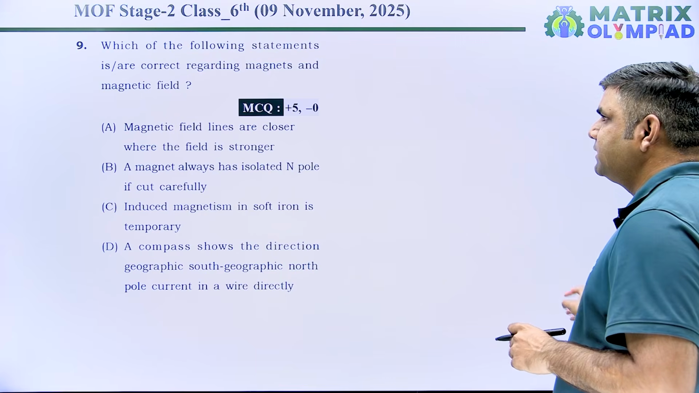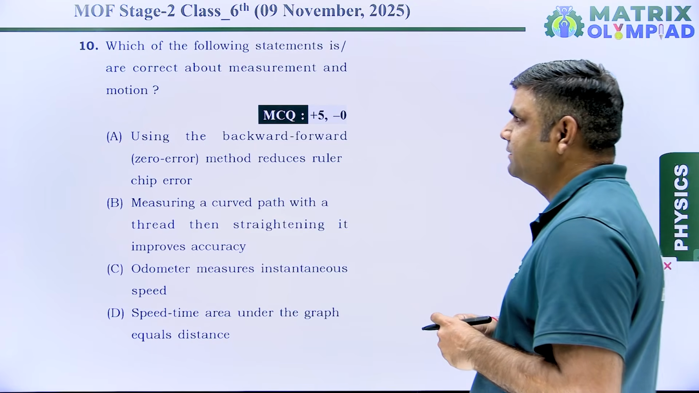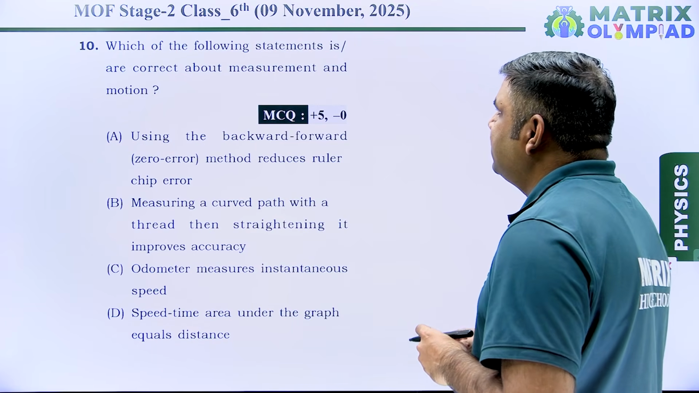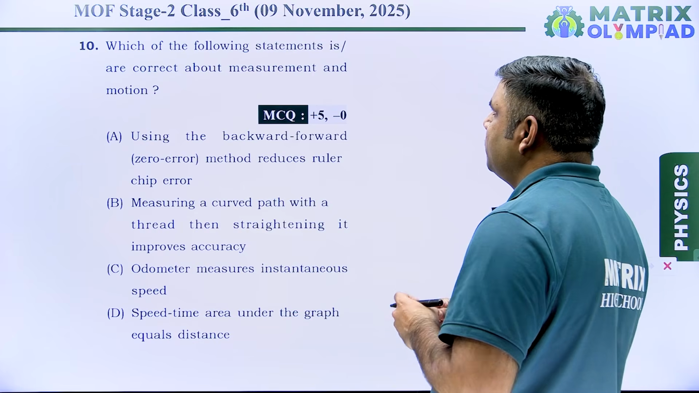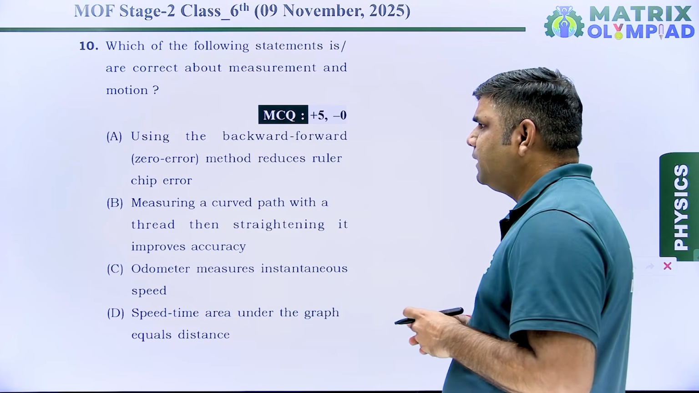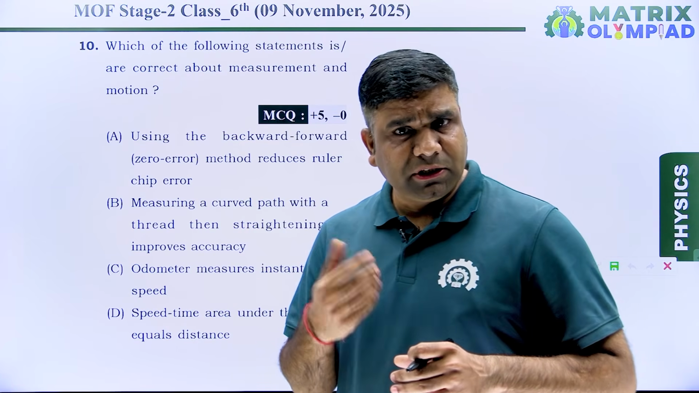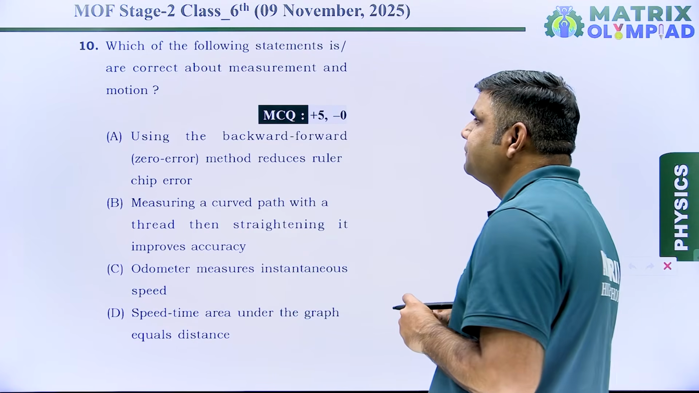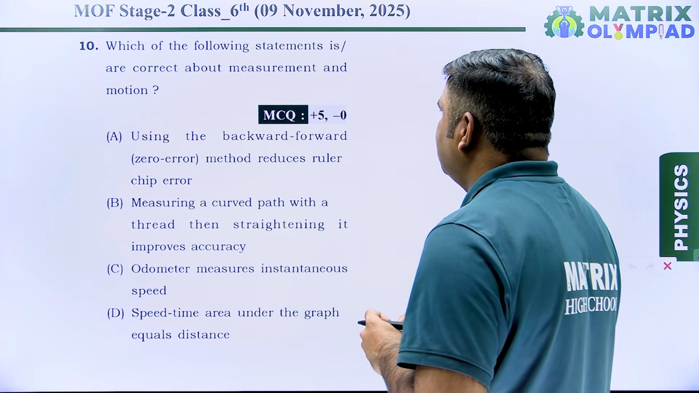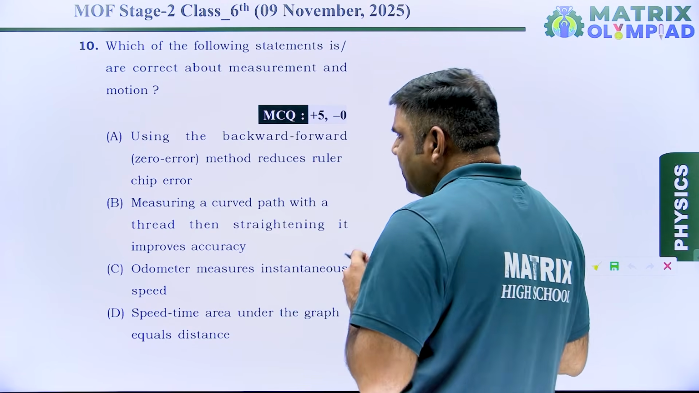Let's move to the next question, that is question number 10, which is the last question of part physics. Which of the following statements are correct about measurement and motion? So this is also a multiple type question. In that question there may be more than one correct option. So let's start. Using the backward forward zero error method reduces random error.